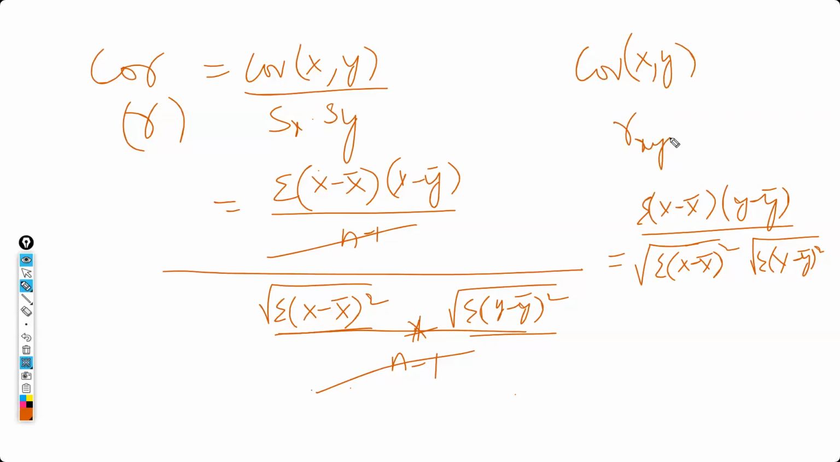Now, sir, in both of them, one point is common. What is that point? Sign. Positive sign, negative sign. Positive sign indicates that both are directly proportional to each other. Negative sign indicates both are inversely proportional to each other.